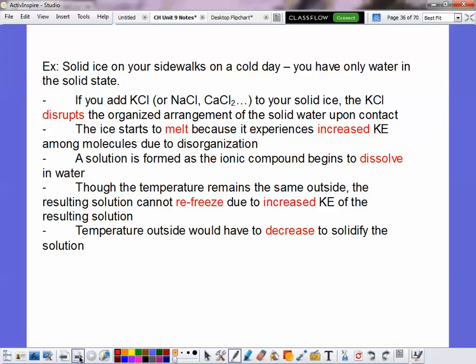A solution is formed as the ionic compound begins to dissolve in water, and although the temperature remains the same outside, the resulting solution cannot refreeze due to the increased kinetic energy of the resulting solution. The temperature outside would have to decrease in order to solidify the solution. And next time we will learn how to do calculations for finding the new freezing and boiling points.